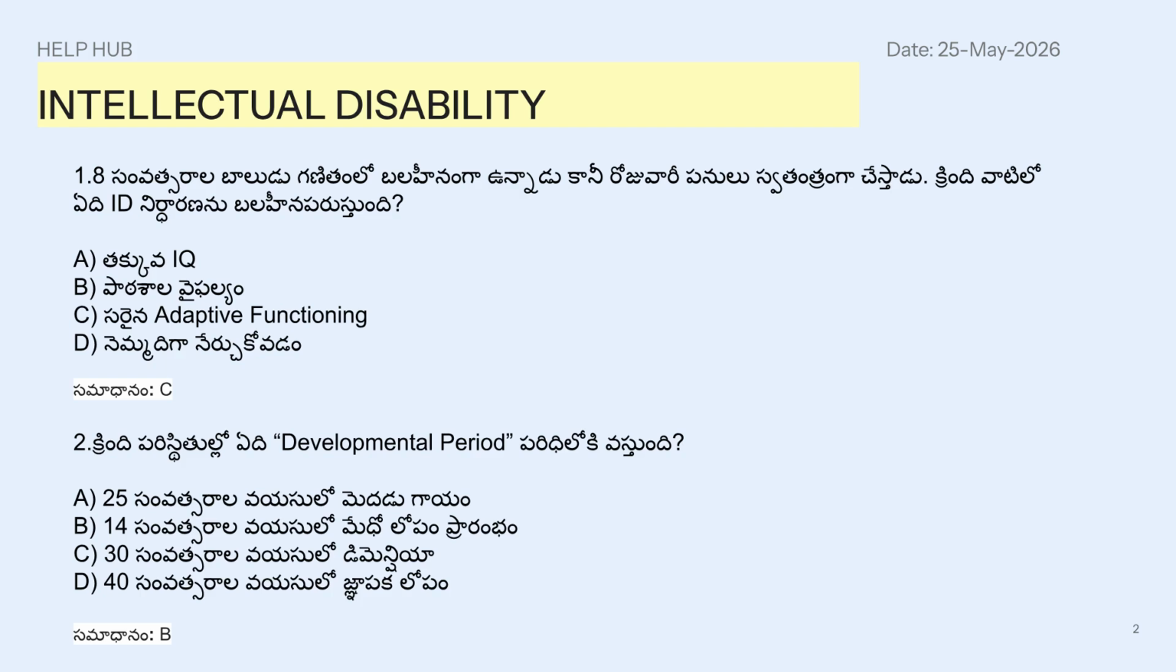We begin with questions on intellectual disability. Question 1. A boy of 8 years is poor in math but performs daily tasks independently. Which of the following weakens the diagnosis of ID? The correct answer is C. Proper adaptive functioning.